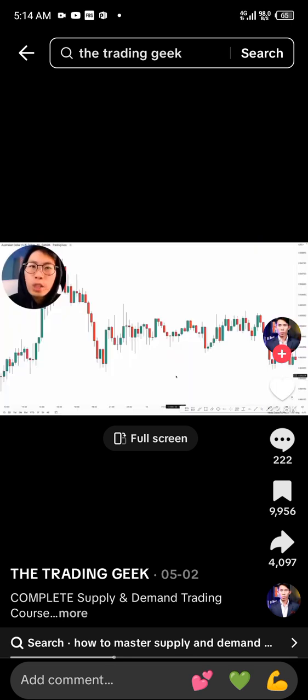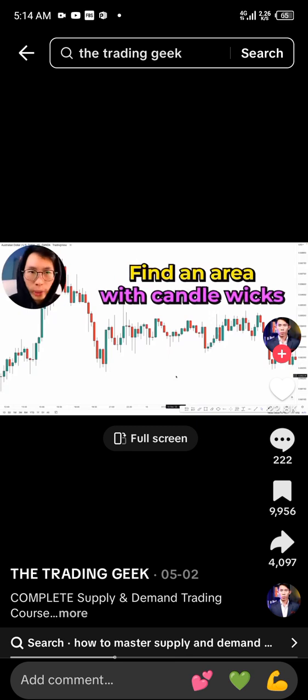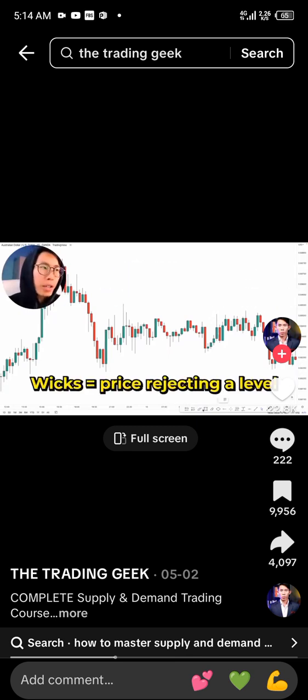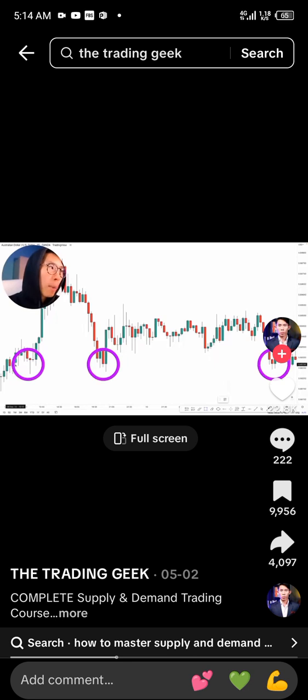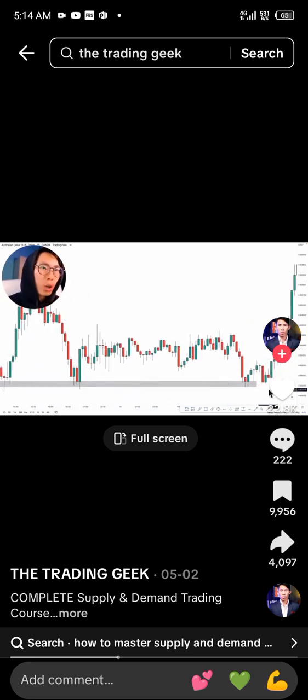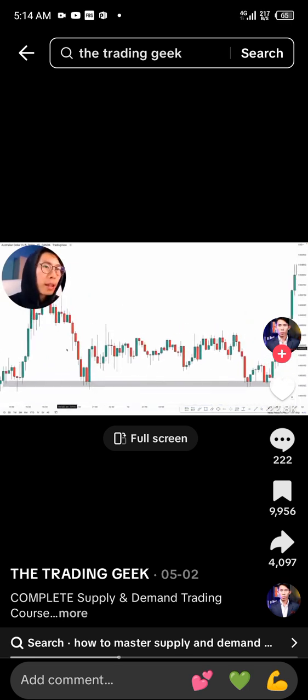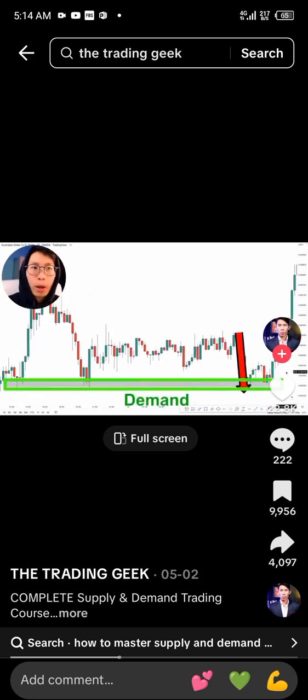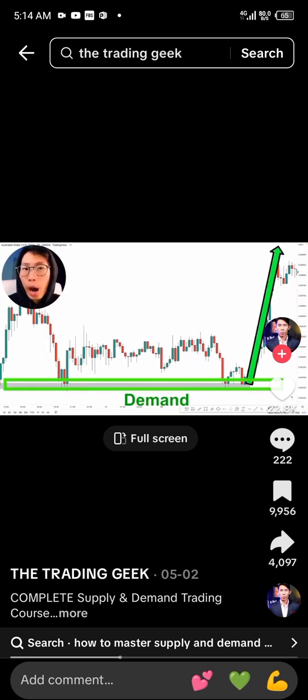The third way is to identify an area with wicks. Wicks basically show us that price is rejecting that area, right? So you can see right here, there are multiple long wick candles at this area. So what you can do is draw a box around this area, just drag it all the way right here. You can see the next time price came back down to this area, price literally shot all the way up there. So this was a very good demand zone.